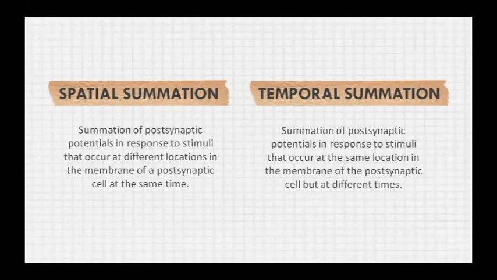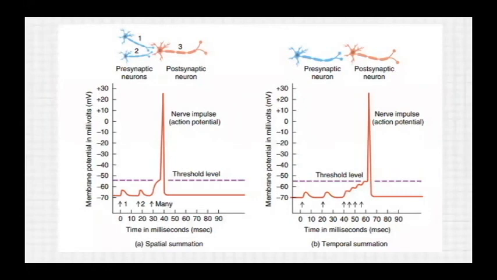So the main difference is that spatial summation is the sum of postsynaptic potentials happening at the same time, but in different locations. But in temporal summation, it is the same location but different times. So those are the main differences of those two kinds of summation. And this is a diagram that explains those. This one is a spatial summation and this one is a temporal summation.